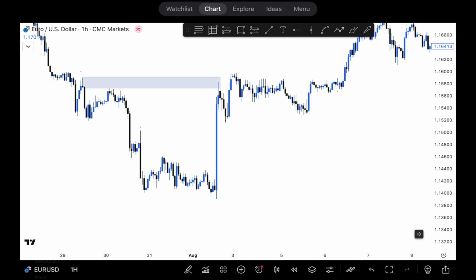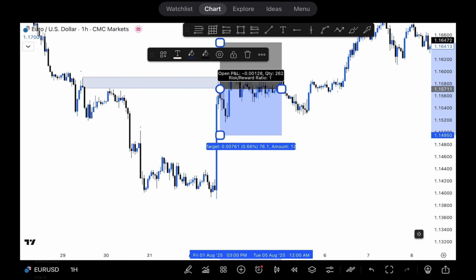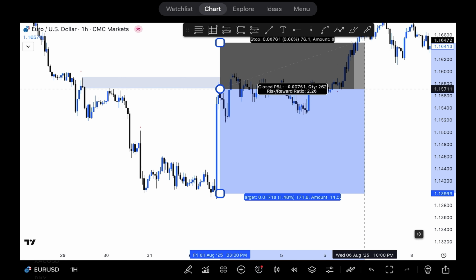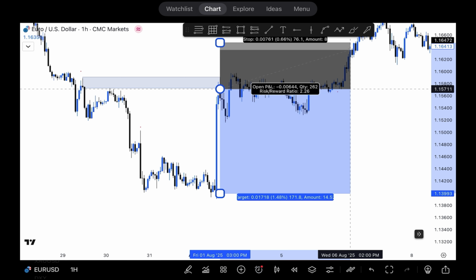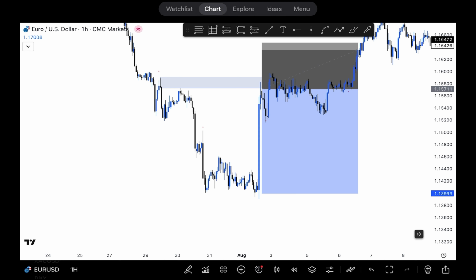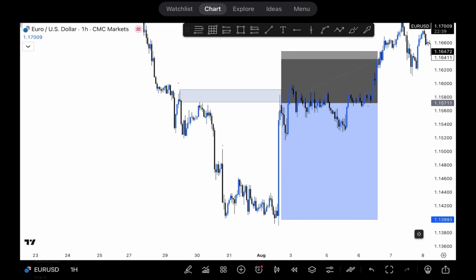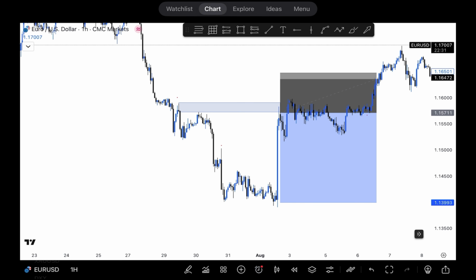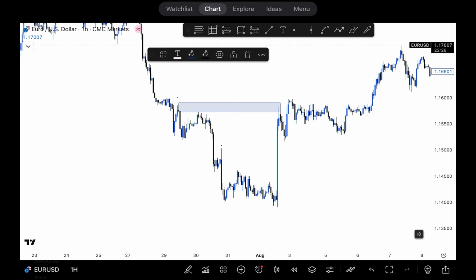Price takes us out, gives us a quick reaction, and then eventually takes us out. So if that is our initial bias, this would be a loss for us, right? So that is an example of the case one mitigation candle. So let's move to another one.